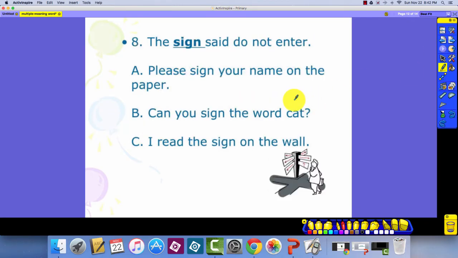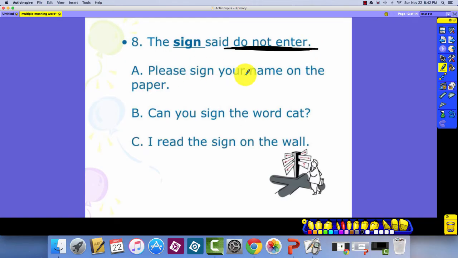Okay. The sign said do not enter. Let's see what sentence uses sign in the same way. Okay. So this sign said do not enter. So our clue in the sentence is right here, do not enter. So something, a signal of some sort, was telling someone not to do something, okay?